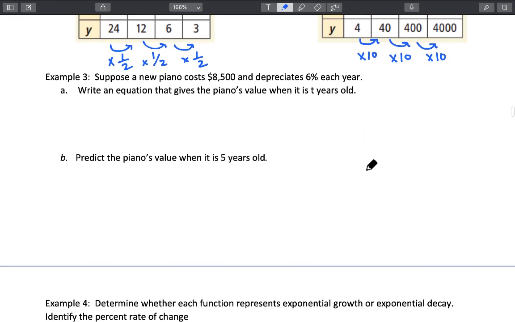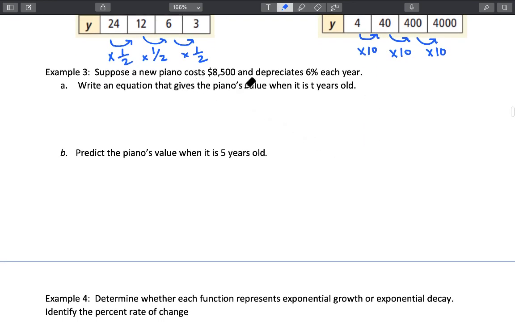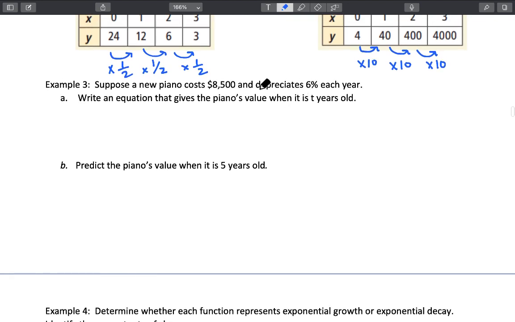All right, let's get into some word problems here. Suppose a new piano costs $8,500 and depreciates. Remember, that's a fancy way of saying declines or loses value each year. Write an equation that gives a piano's value when it is t years old. So we're going to say y is its price after t years. It starts off at $8,500 and its growth ratio is 1 minus 0.06. That's the decimal form of 6%. And then we're going to raise that to the t number of years.